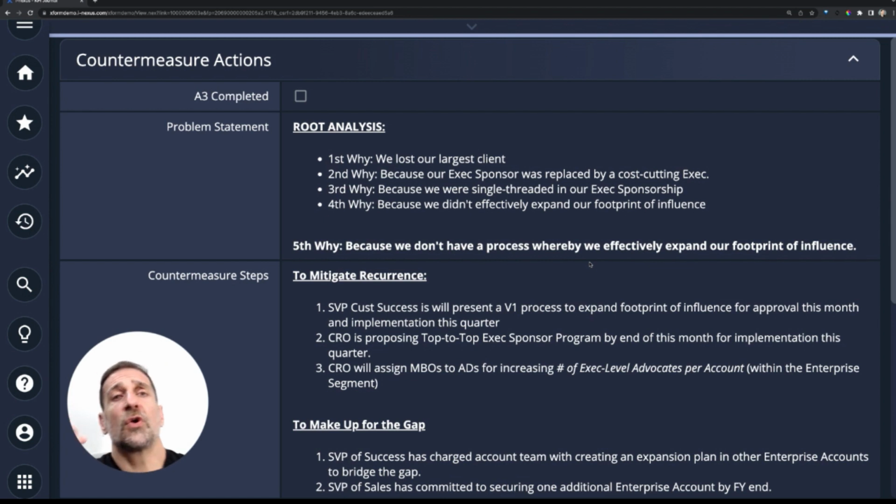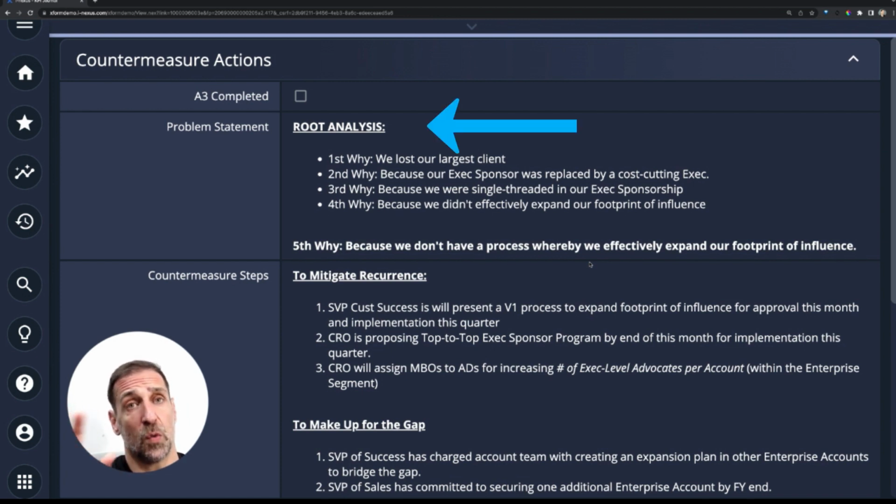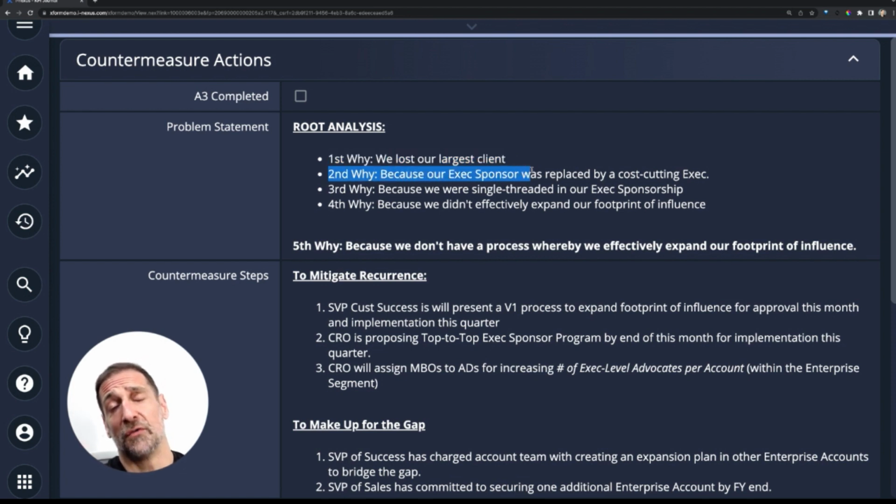There are three parts to a great countermeasure. The first is a root cause analysis employing the 5 whys. So you can say ARR was missed in a particular month. Why did that happen? Because we lost our largest client. Why did that happen? Our exec sponsor on the client side was replaced by a cost-cutting executive. Why is that a problem? Because we were single-threaded in our executive sponsorship. When they left, there was nobody else going to bat for us.